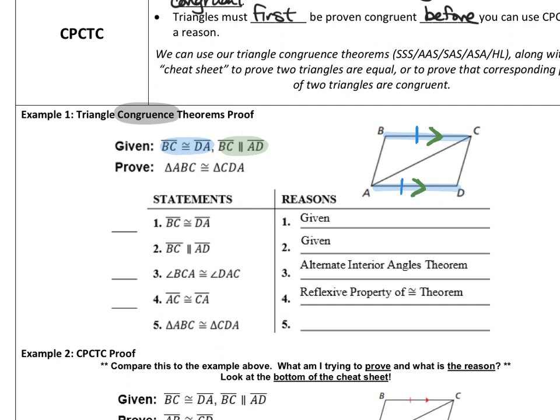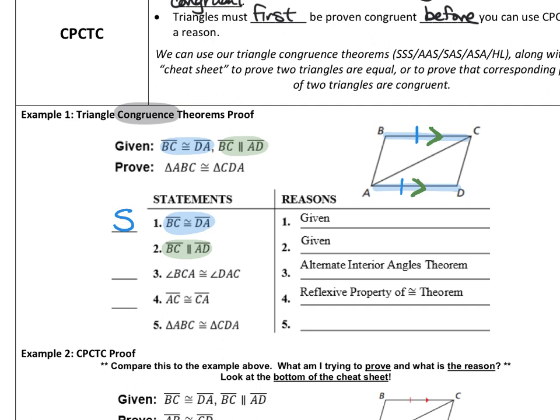So if we look at the proof, they say the first given thing. Side length BC is congruent to side length DA. That means that we have a side that is congruent. So the little extra line over here that's not on a normal proof is for you to put either side or angle so you know what rule to use. The second step here was given. Again, it's just given that they're parallel. They told us that.